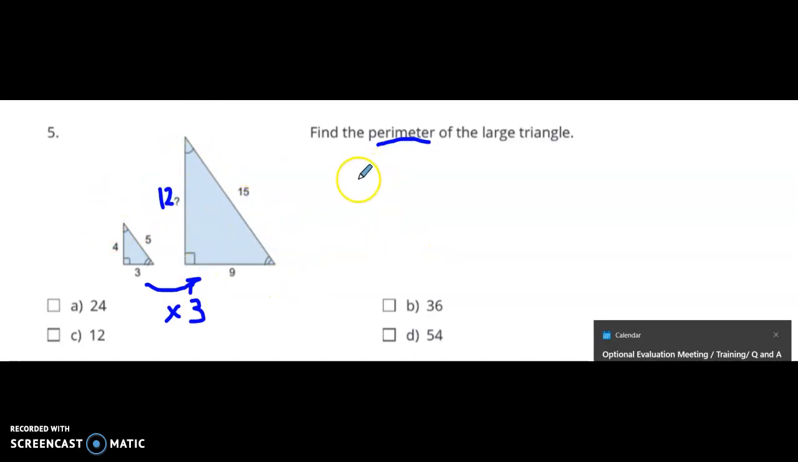To find the perimeter, we now need to add these 3 lengths. So 12 plus 15 plus 9. 12 plus 15 would be 27, plus 9 we would get a length of 36.